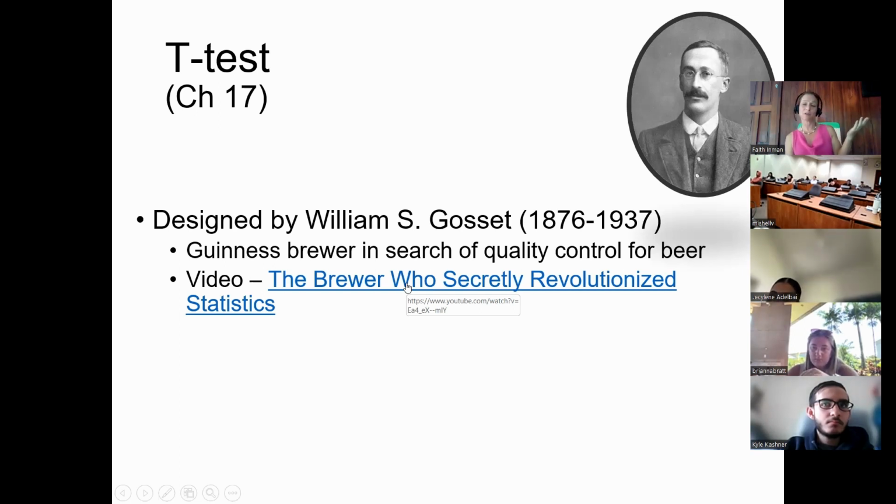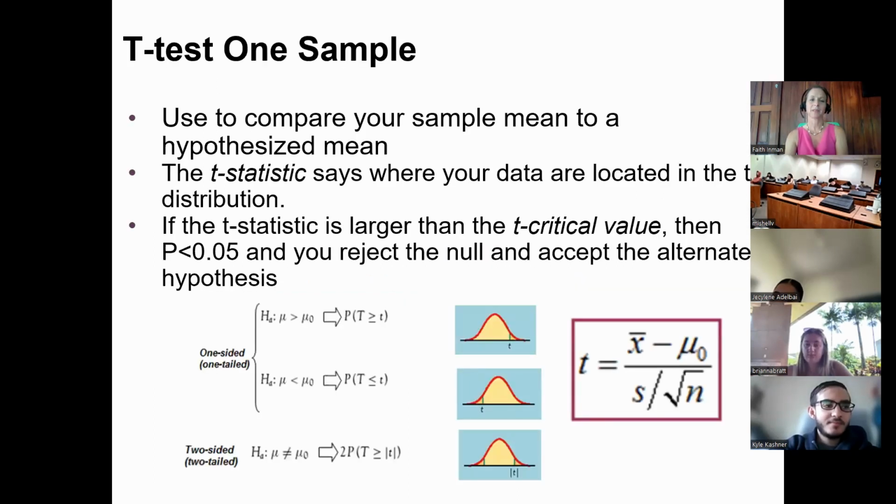So this man worked for the Guinness Brewing Company, and he developed a system for determining how sample means relate to population means, and developed a test called the t-test. The one sample t-test is used to compare your sample mean to a hypothesized mean. There are different forms of t-tests. The t-test that we're going to learn about this week is the one sample t-test. There's also a two sample t-test and a two sample paired t-test, but we're just going to talk about the one sample. This means we're going to take a sample mean and compare it to a hypothesized mean.